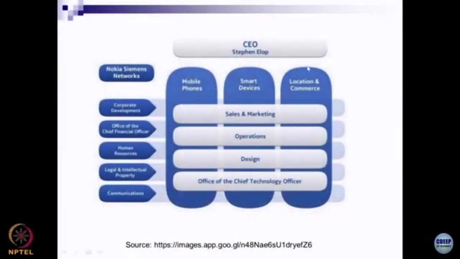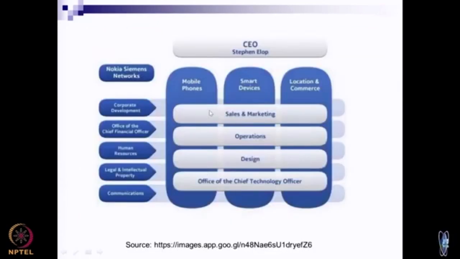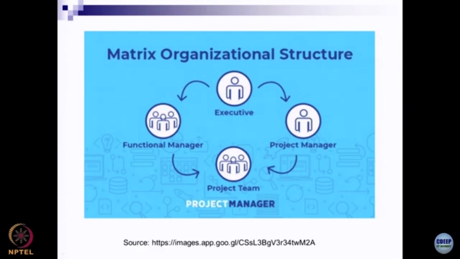Another example of the divisional form of structure: sales and marketing, operations, design, and the office of the chief technology officer may be common across mobile phones, smart devices, location and commerce. This is an example of Nokia Siemens Networks, where you will see people working in sales and marketing might have two bosses. They may have to report to the head of mobile phones or smart devices, and they also have to report to the corporate development or the corporate office of the marketing function. This is an example of the matrix organization structure.